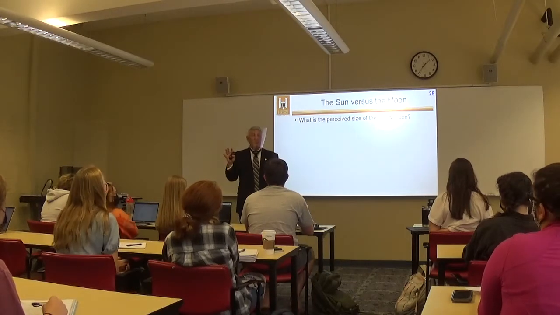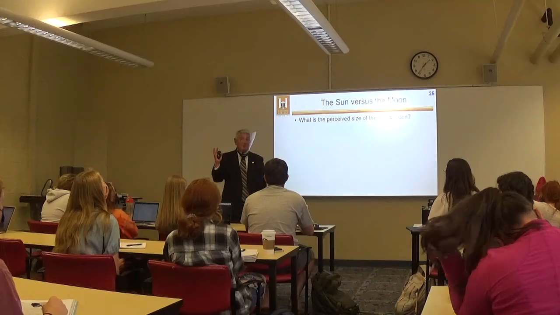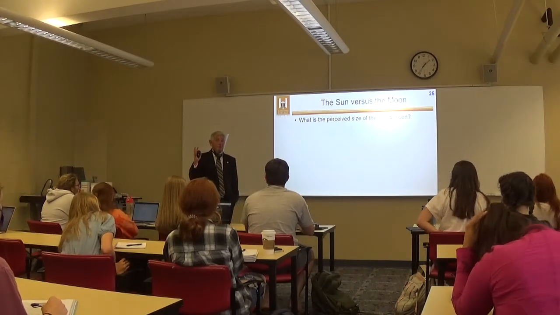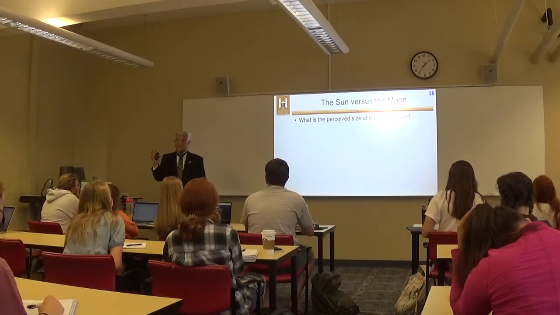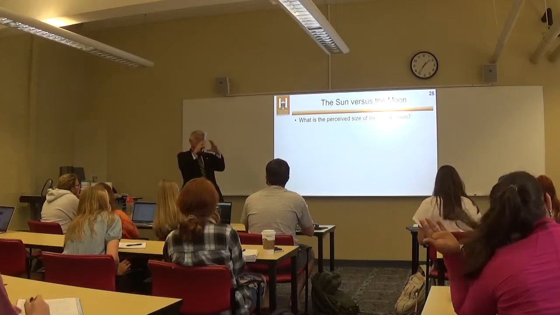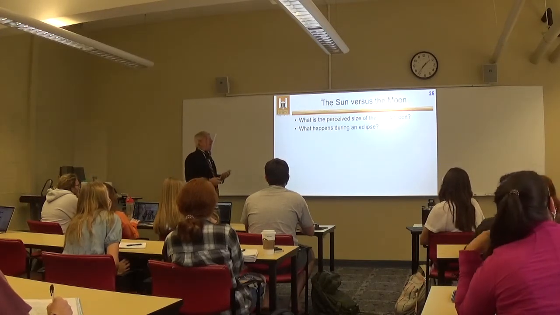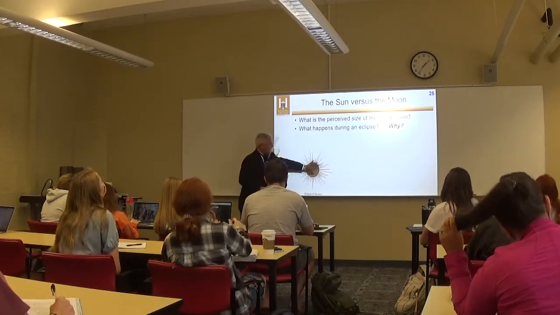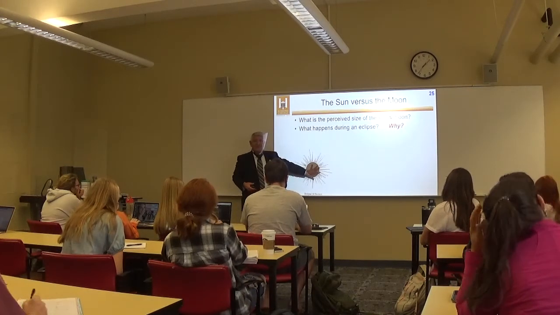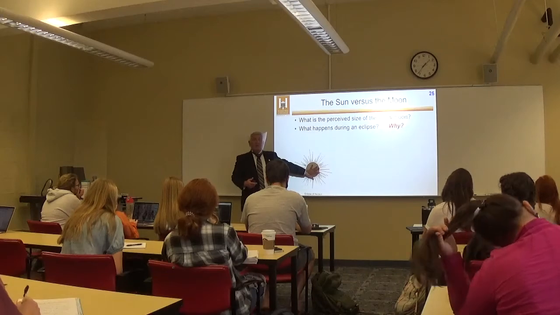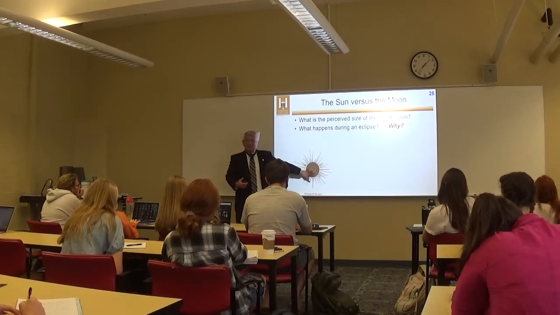They line up, and the moon covers up the sun. So are they the same size? Perceived size, yes. I mean, if the moon can cover the sun, it's got to be the same size. So in an eclipse, the moon covers the sun, same size. But in reality, are they? Why?